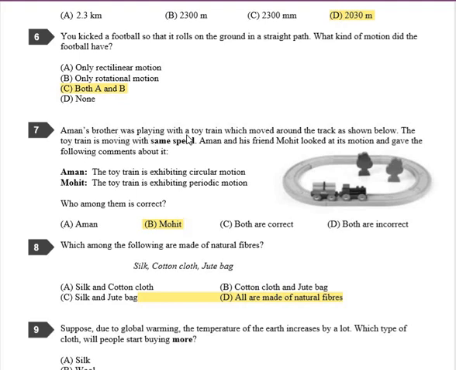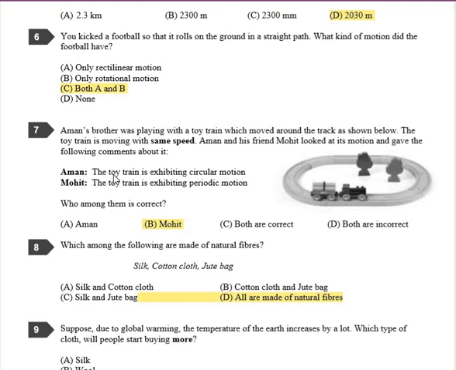Coming to question number 7. Aman's brother is playing with a toy train which moves around the track as shown below. The toy train is moving with the same speed. Aman and his friend looked at its motion and gave the following comments. Now see what their statements are.